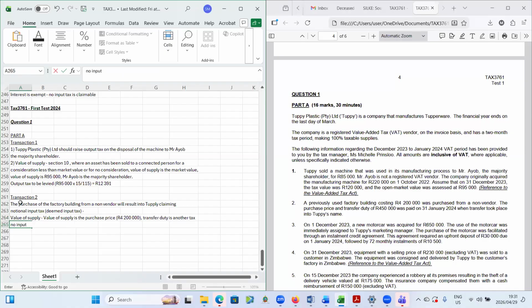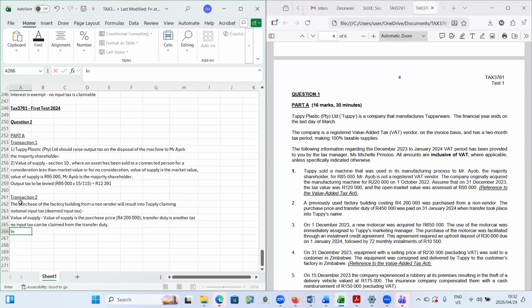No input tax can be claimed from the transfer duty, because transfer duty is another type of tax. They said ignore time of supply, but what I can tell you is that time of supply in respect of property is generally when the property has been transferred, or the earlier of receiving of payment, making of payment, or when the property has been registered.